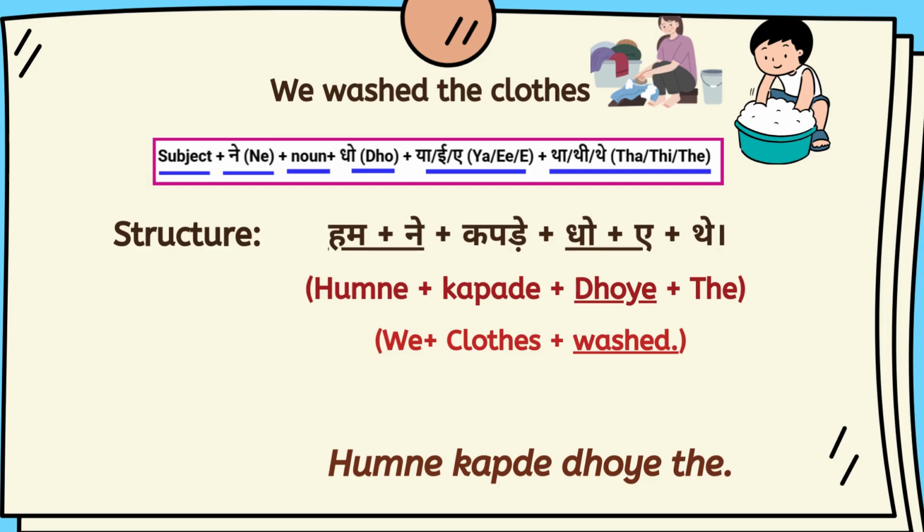धो is of course the root word for wash in Hindi, followed by a. Now it becomes धोए. धोए is the past participle form for plural masculine objects, which means washed. And the indicates past perfect tense for plural objects. And therefore the sentence becomes हमने कपड़े धोए थे.